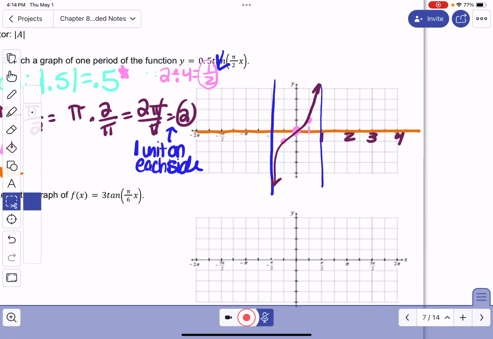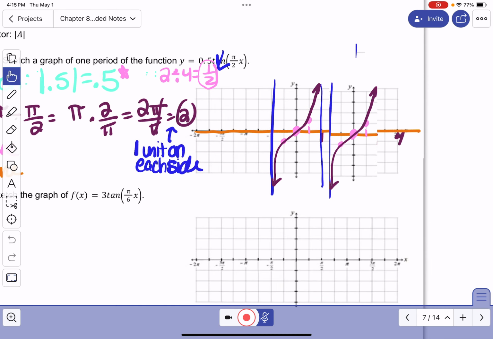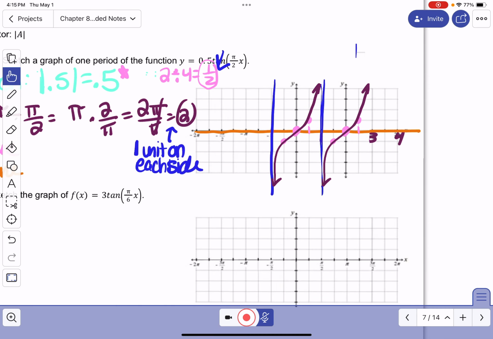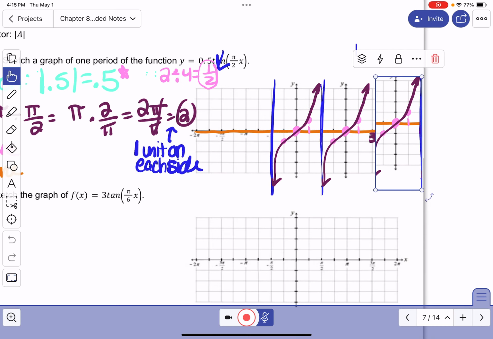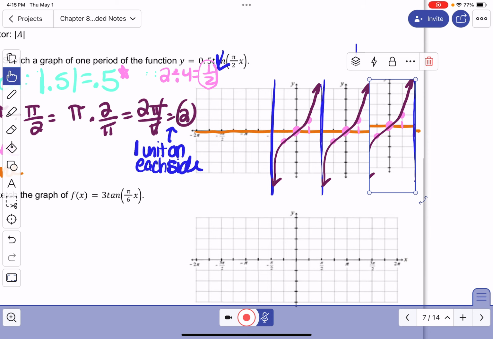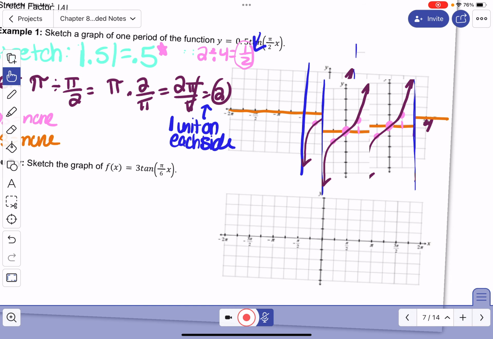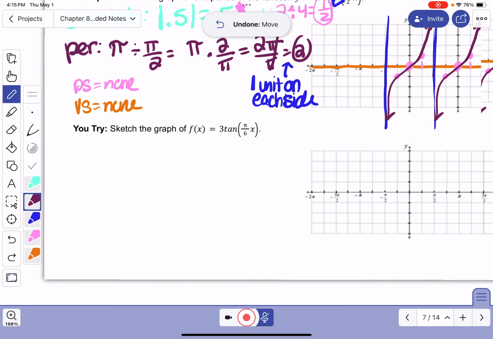And that would just repeat. Okay, so if I copied this, right, because it's periodic, it's going to do that. And then it's going to do that again. And it's going to keep doing that forever. It just has all those breaks. All right. So let's look at this next one.